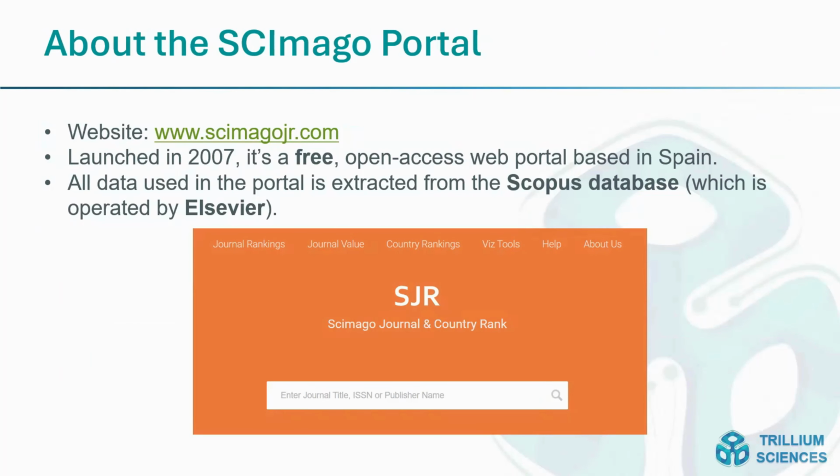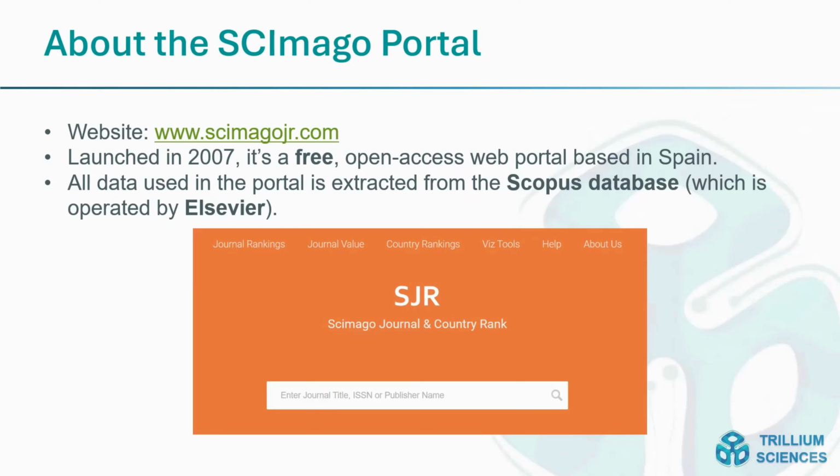SJR is usually found at the SCImago portal, or because it's Spanish, it's also pronounced as SCImago. So Sci is from science, and C is coming from the Spanish accent, and some even call it ski majo because it's coming from Scopus, SC. So for ease, I believe we can call it SCImago.